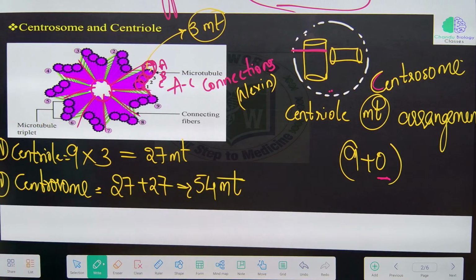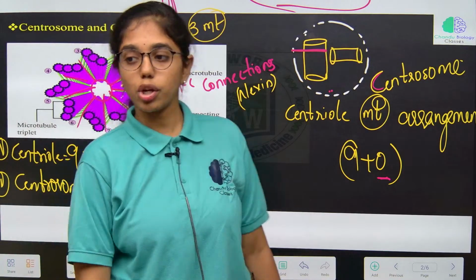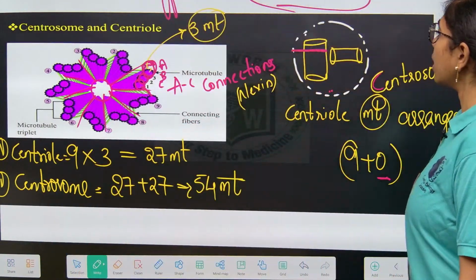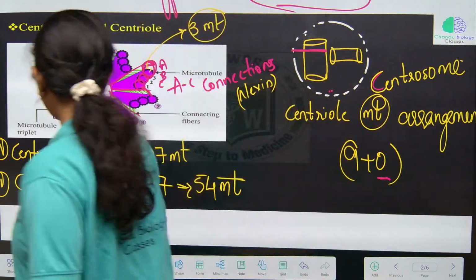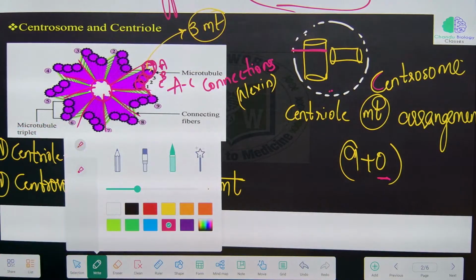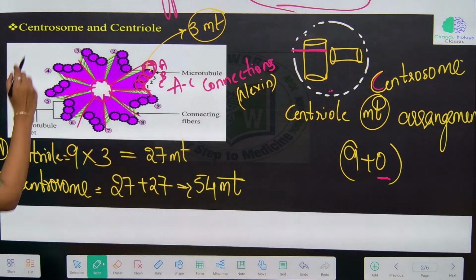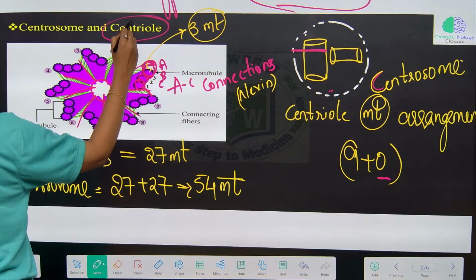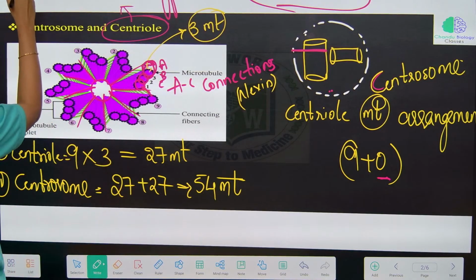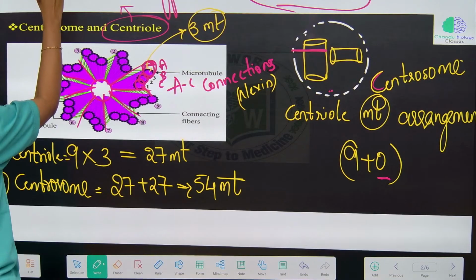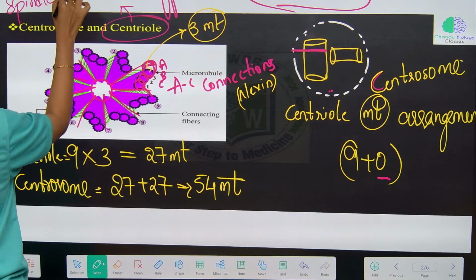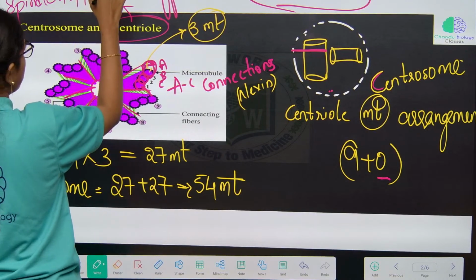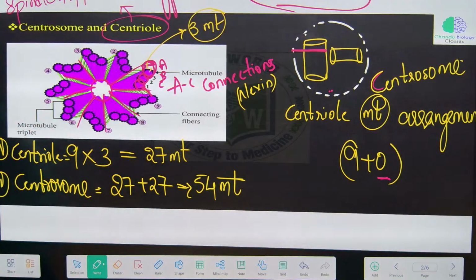What is the function of a centriole? Centriole function is formation of the spindle apparatus, and it helps in cell division. So, this is about centriole and centrosome.